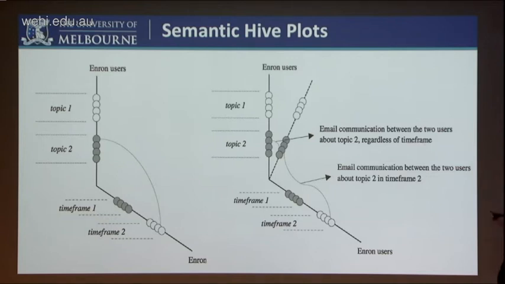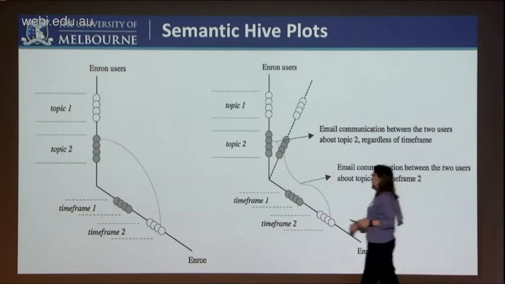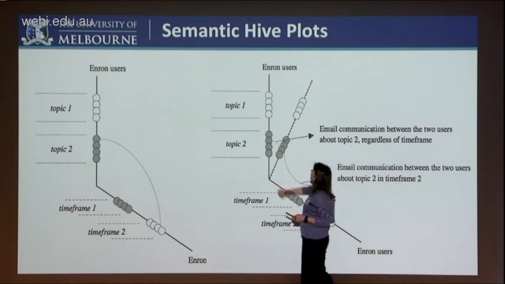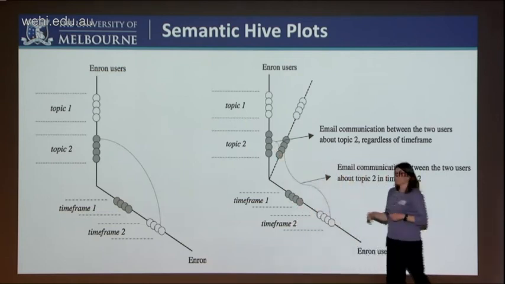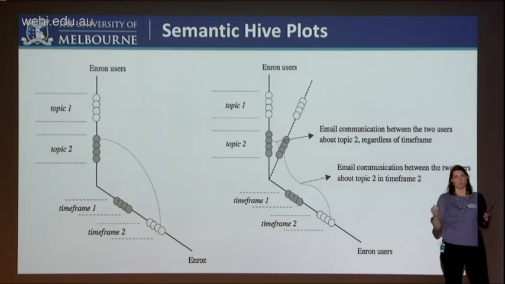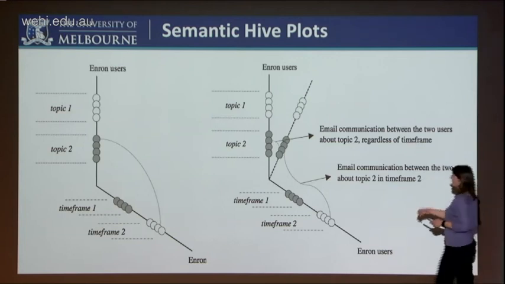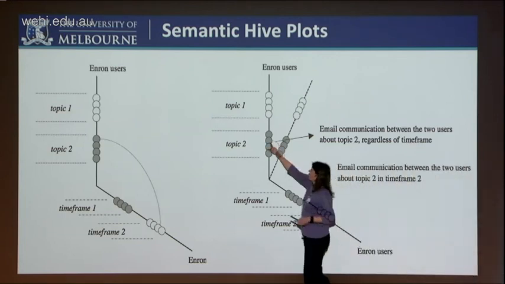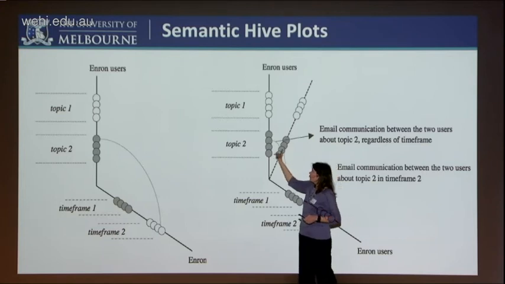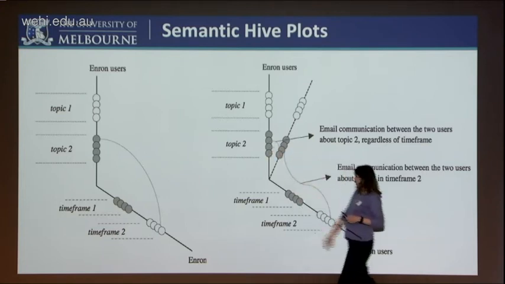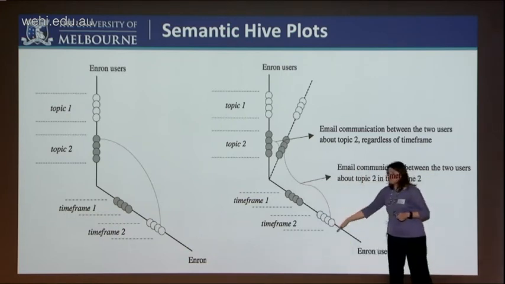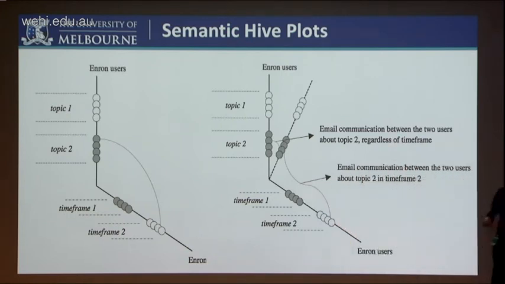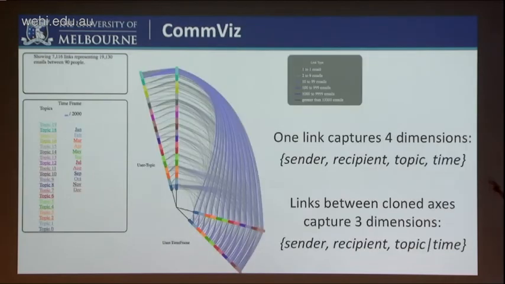And in the Hive plot paradigm, you can do what's called cloning. And so actually we can restrict our representation to just 3 dimensions at a time. So one of these links here captures a message from a sender to a recipient on a given topic, ignoring time. And similarly, we can do the same thing with the other axis. So this is what CommViz looks like in the end.